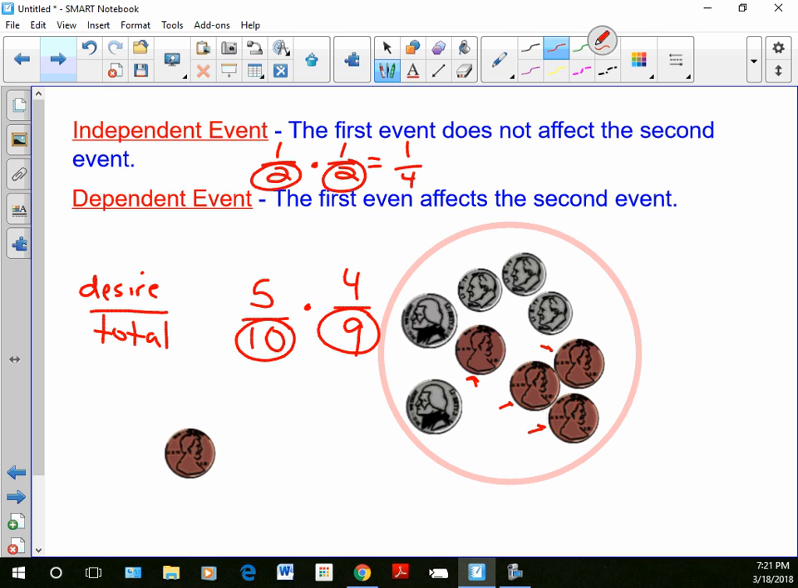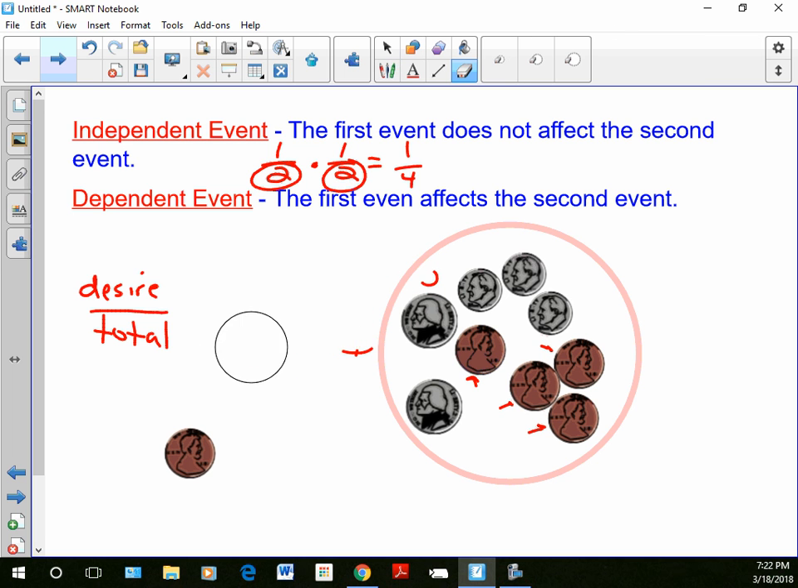So let's go ahead and multiply this out. The chance of me getting a penny the first time was 5/10. I did not put the penny back. I did not replace it. Because I did not replace it, the second time there were only 4 pennies in the bag and only 9 total coins. So that ended up being 4/9. When I multiply that, the total chance of me getting a penny both times without replacing the first penny would be 20 out of 90. Understood that? We'll do a few more examples here.